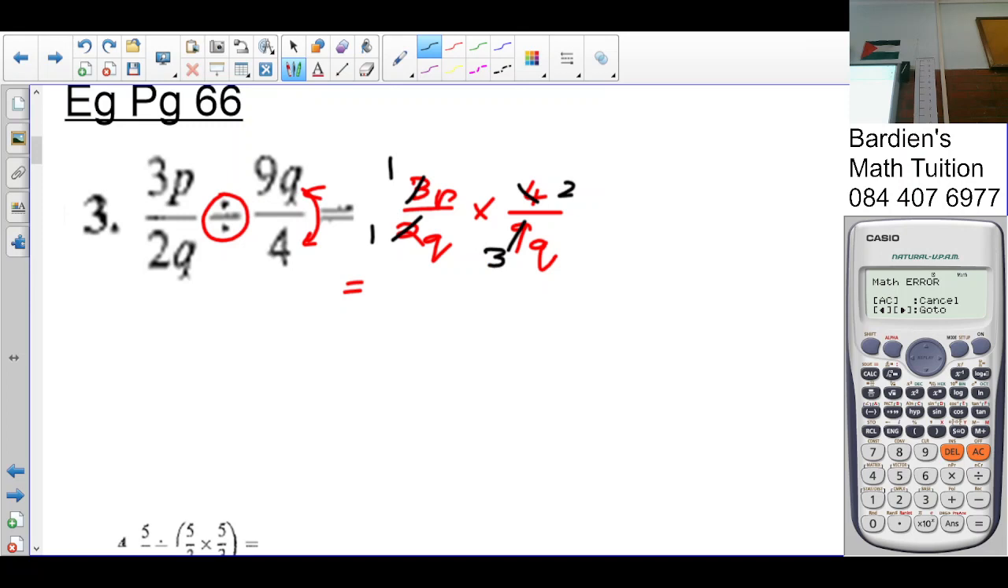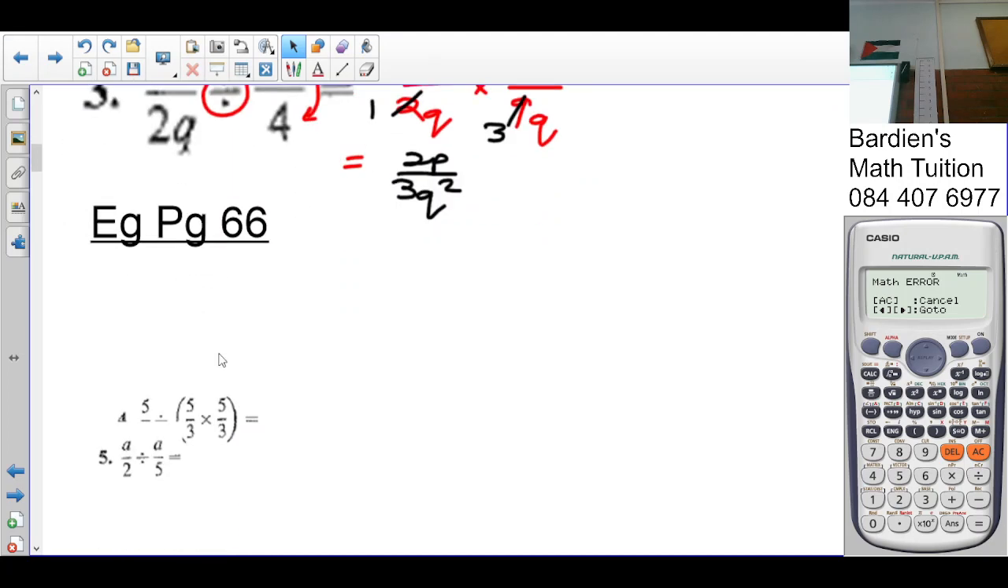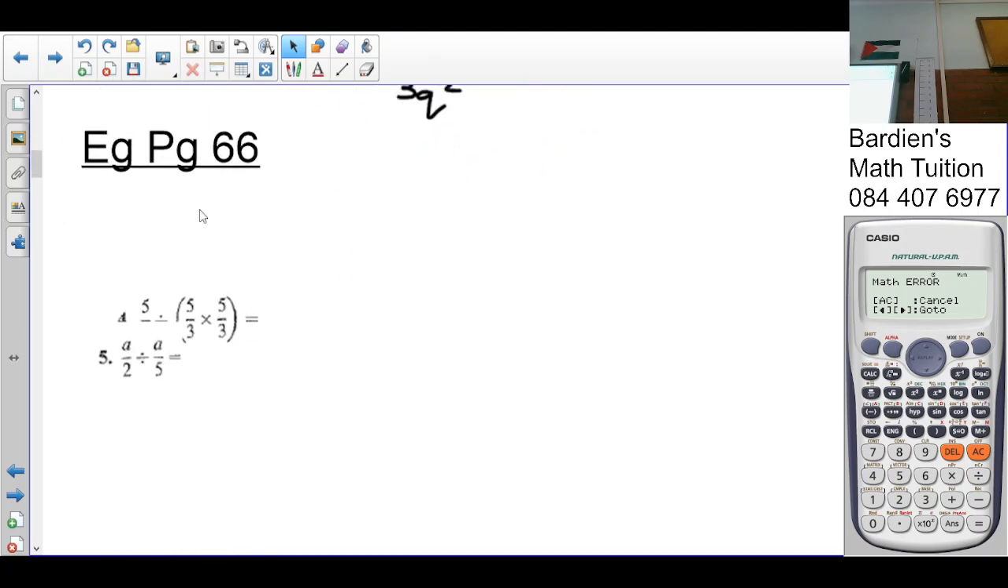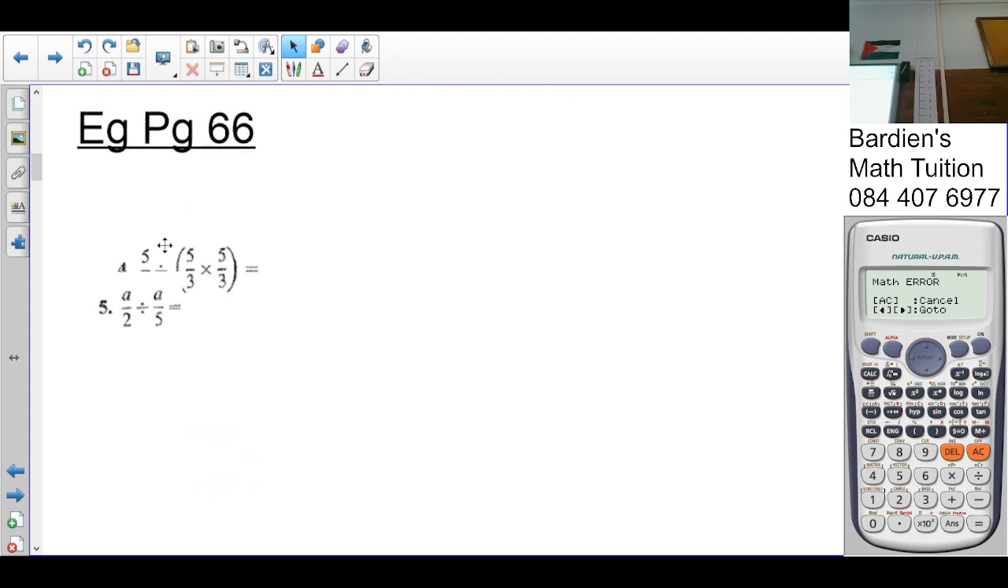So 1p times 2, and 1q times 3q, which is 3q squared. Why? Because q times q is q squared. I'm moving too fast. Alright. Last one. No, 2 more.